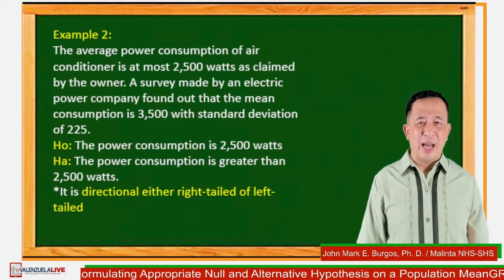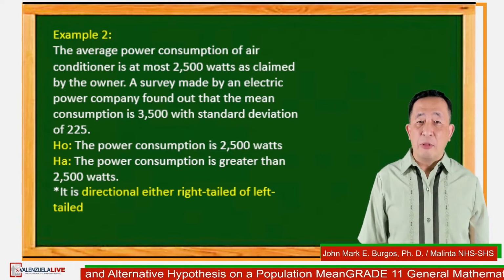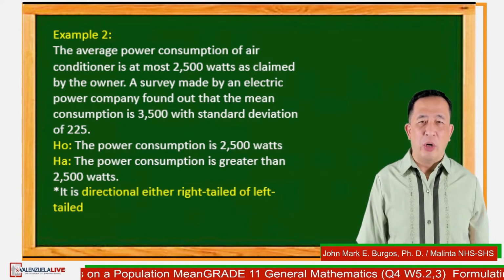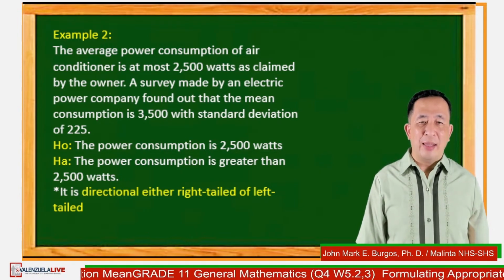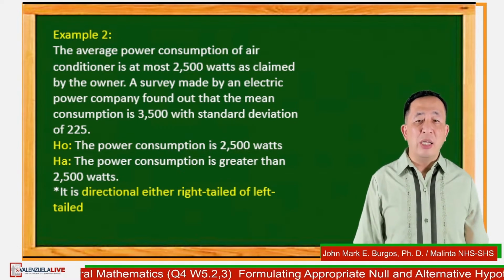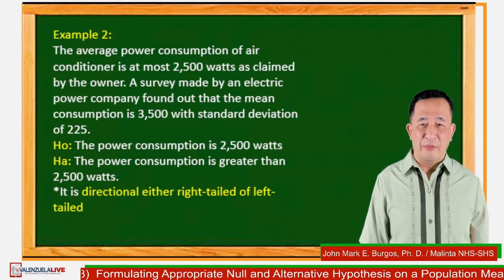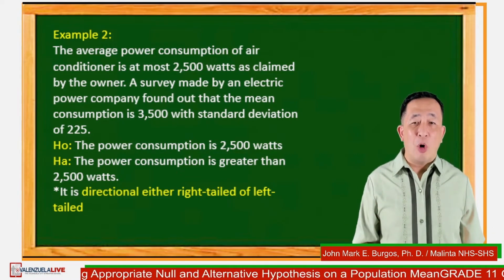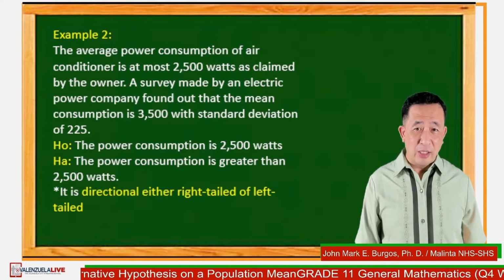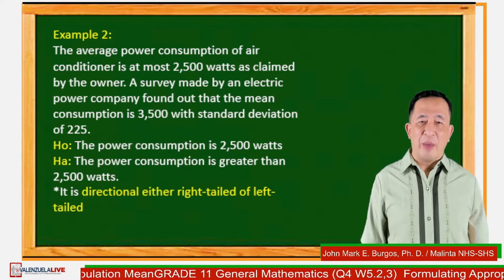Let's have the second example. The average power consumption of an air conditioner is at most 2,500 watts, as claimed by the owner. A survey made by an electric power company found out that the mean consumption is 3,500 with a standard deviation of 225. So what will be the claim of the owner?